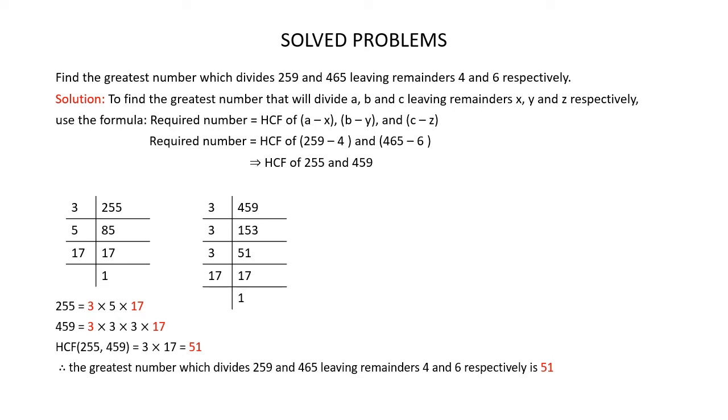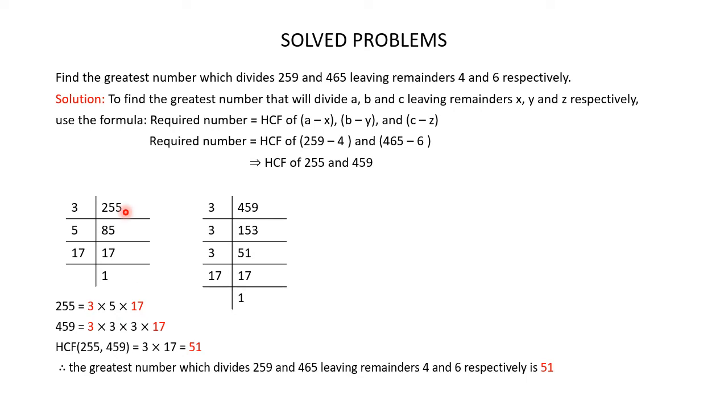So in this problem, the required number is equal to HCF of 259 minus 4 and 465 minus 6. 259 minus 4 is 255. 465 minus 6 is 459. So you have to find the HCF of 255 and 459, which will give you the required number. Now we'll find the HCF of 255 and 459 by prime factorization method.